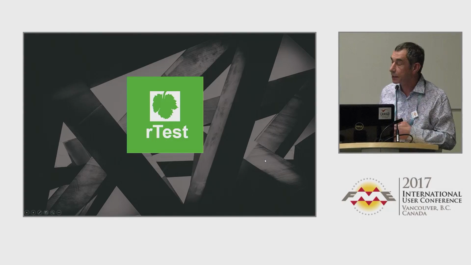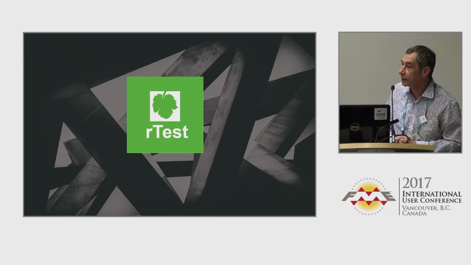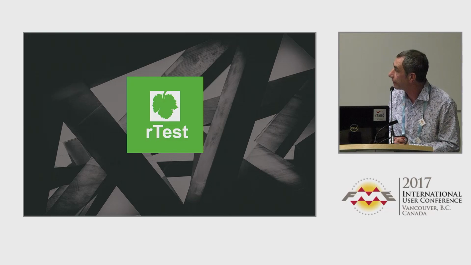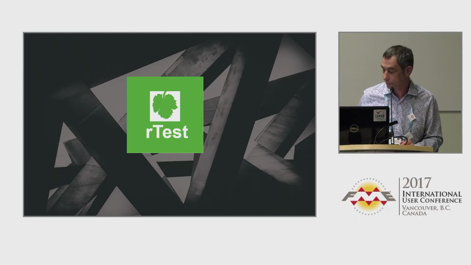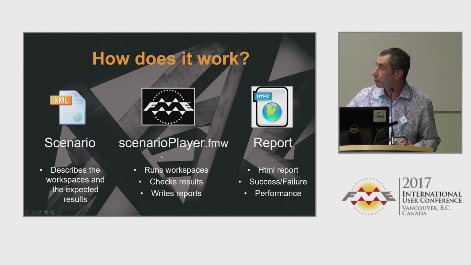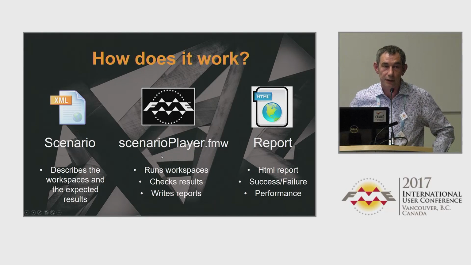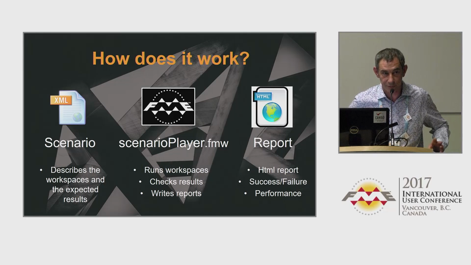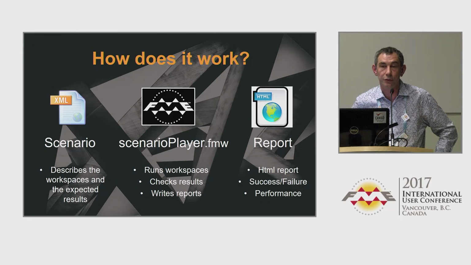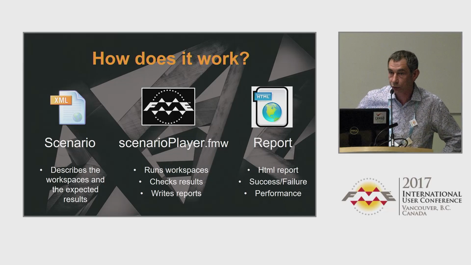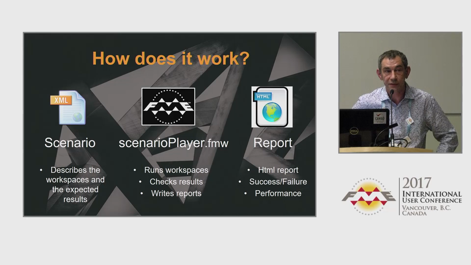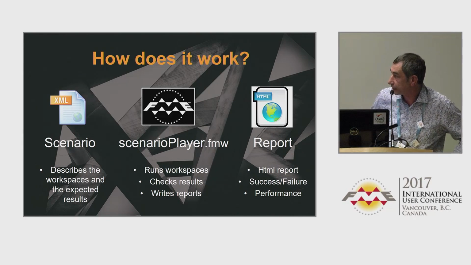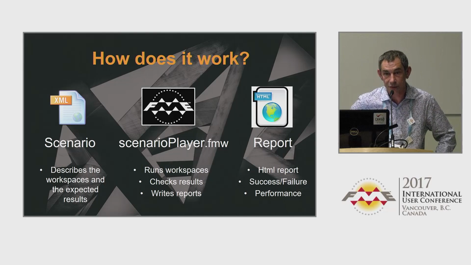Okay, so we made it. We did it, or we tried to do it, and we called it rTest, just for regression test. So how does it work? In fact, we can divide the testing procedure in 3 parts. First, you have to write what we call a scenario. A scenario is an XML file that describes the workspace you want to test and the expected results.